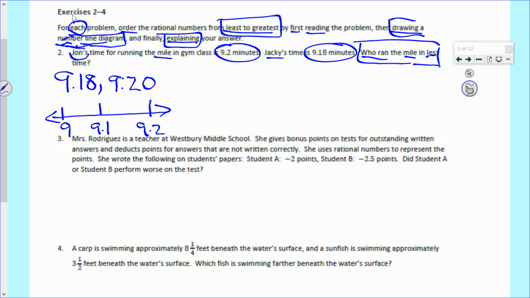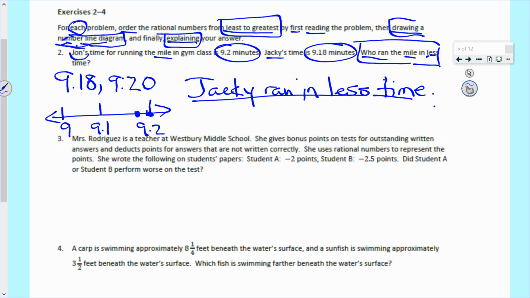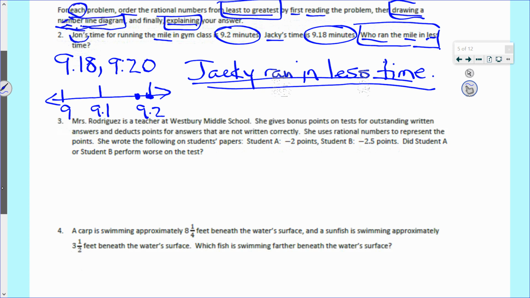We were supposed to do a number line diagram, so if I were to do those two, 9.18 would be somewhere in that area, 9.2 would be right there. So by our same criteria, 9.2 is further right, 9.18 is further left. Further left means it's smaller. So who ran in less time? Jackie ran in less time. Or you could have said faster, that would have also worked. The bottom line is Jackie won the race. Everybody good on this? Let's look at our next one.